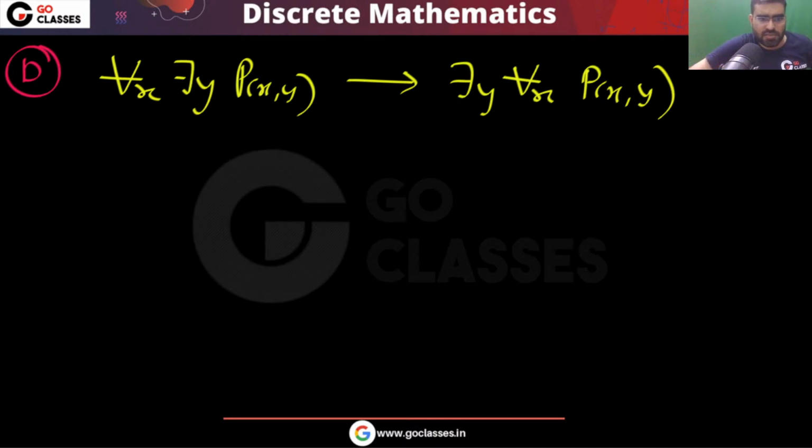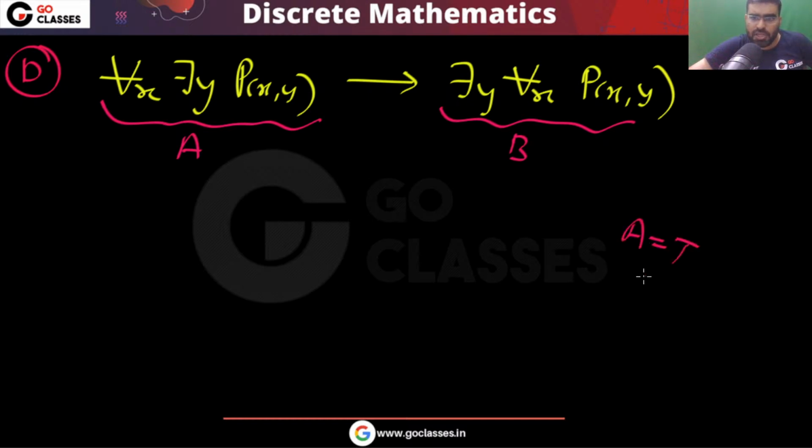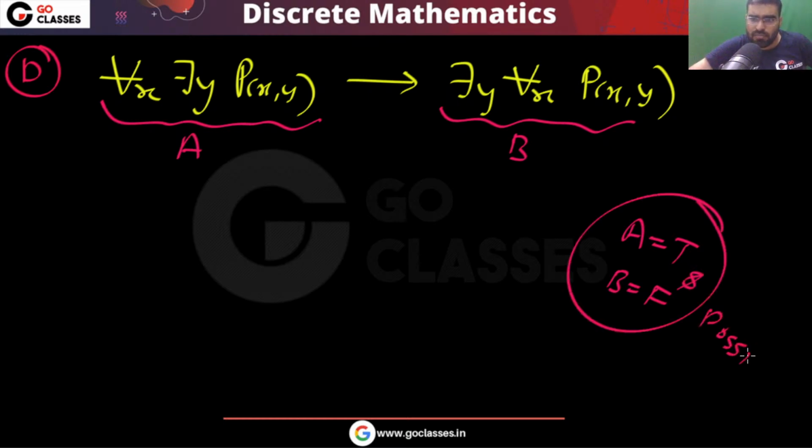What do you think? Is this valid? See, very easily, can you make it true? Still, can you make it false? Remember, you have to take the same domain. Please understand, you have to take the same domain. Let me call this A and this B. Is it possible that A is true and B is false? Can you make it possible?